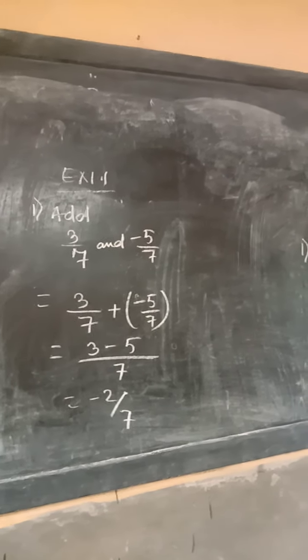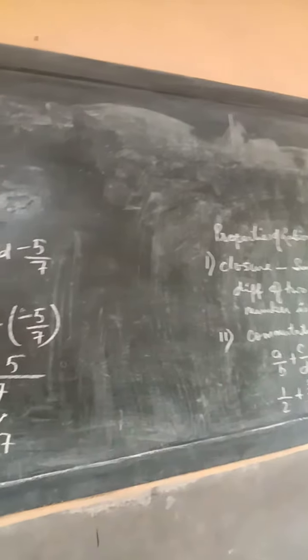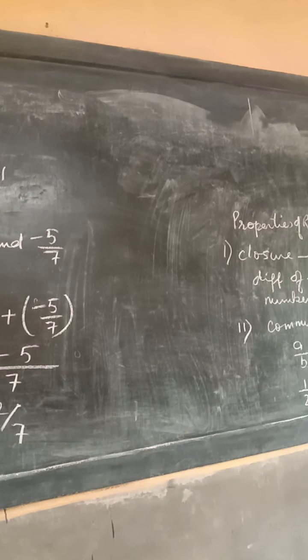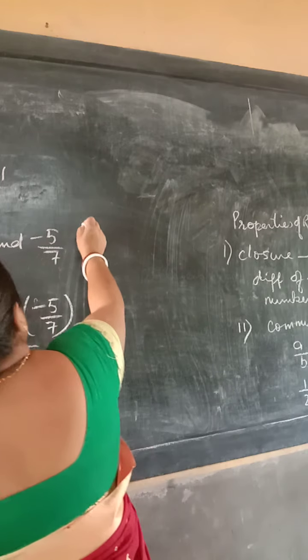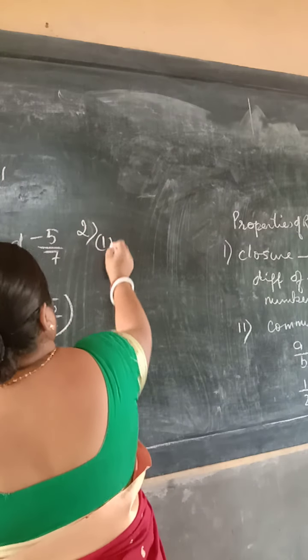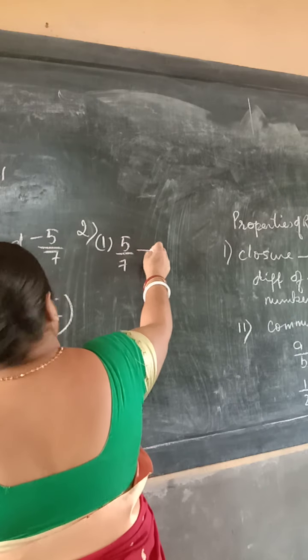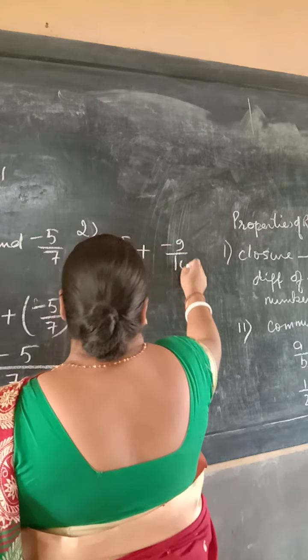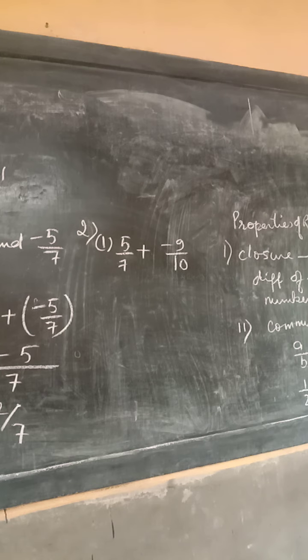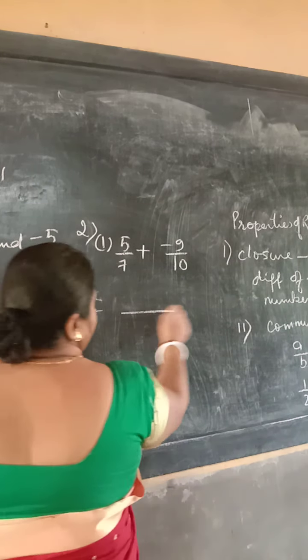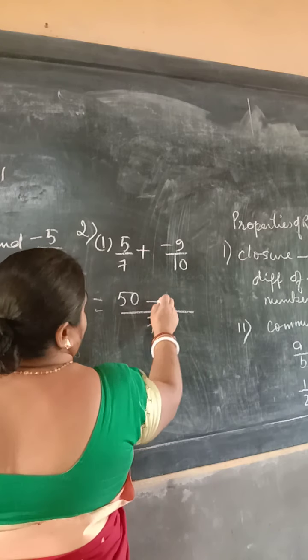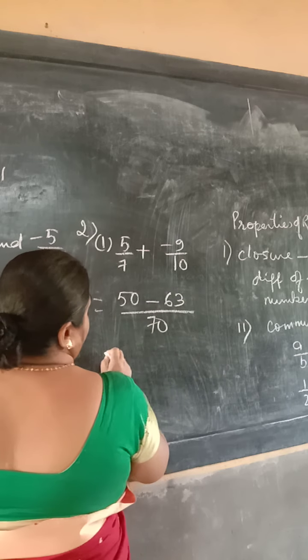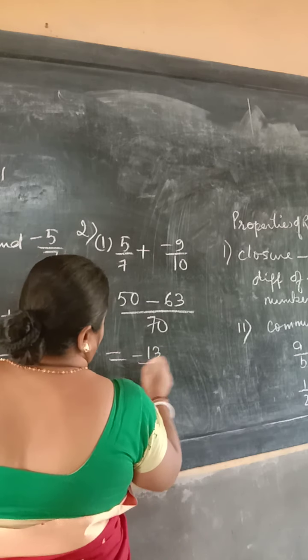Look at question number 2. Here you have to simplify. Question number 2, part 1. It is 5 by 7 plus minus 9 by 10. Now the LCM of 7 and 10 we have to find because the denominators are different. The LCM of 7 and 10 is 70. 7 tens are 70, so 5 tens are 50, plus minus 9 sevens are 63. So this is minus 13 by 70.